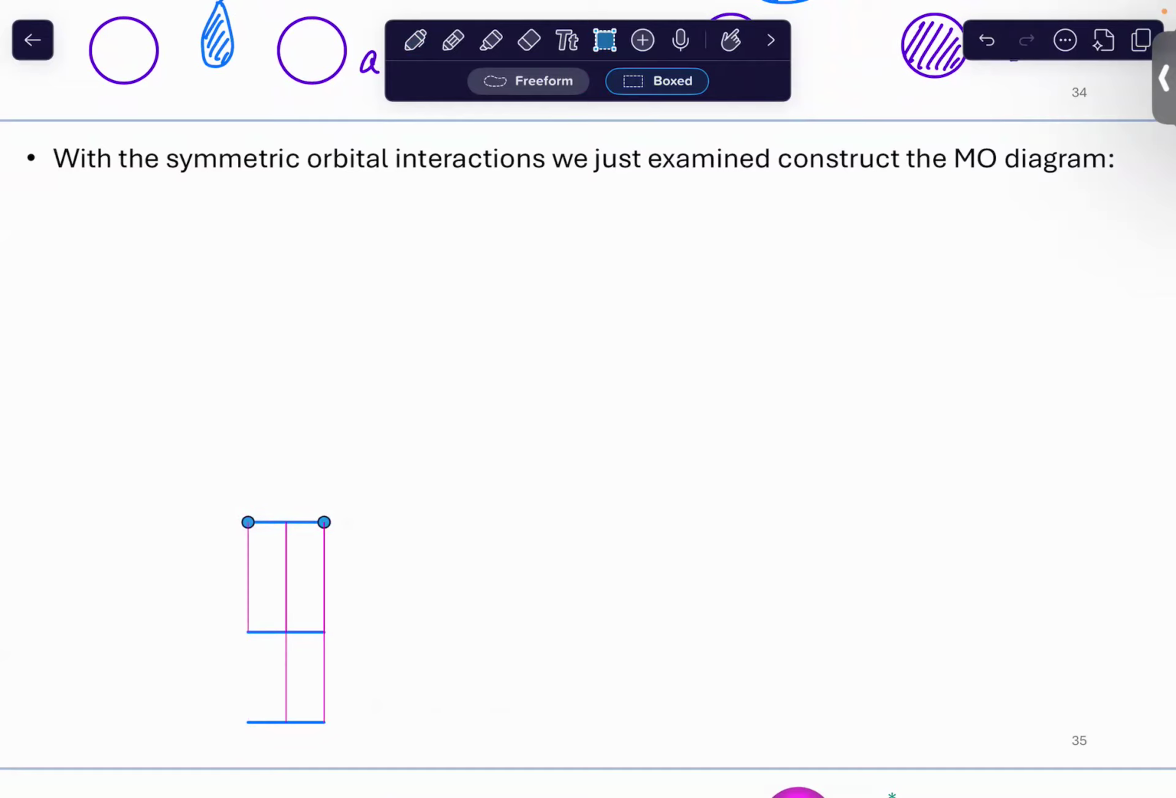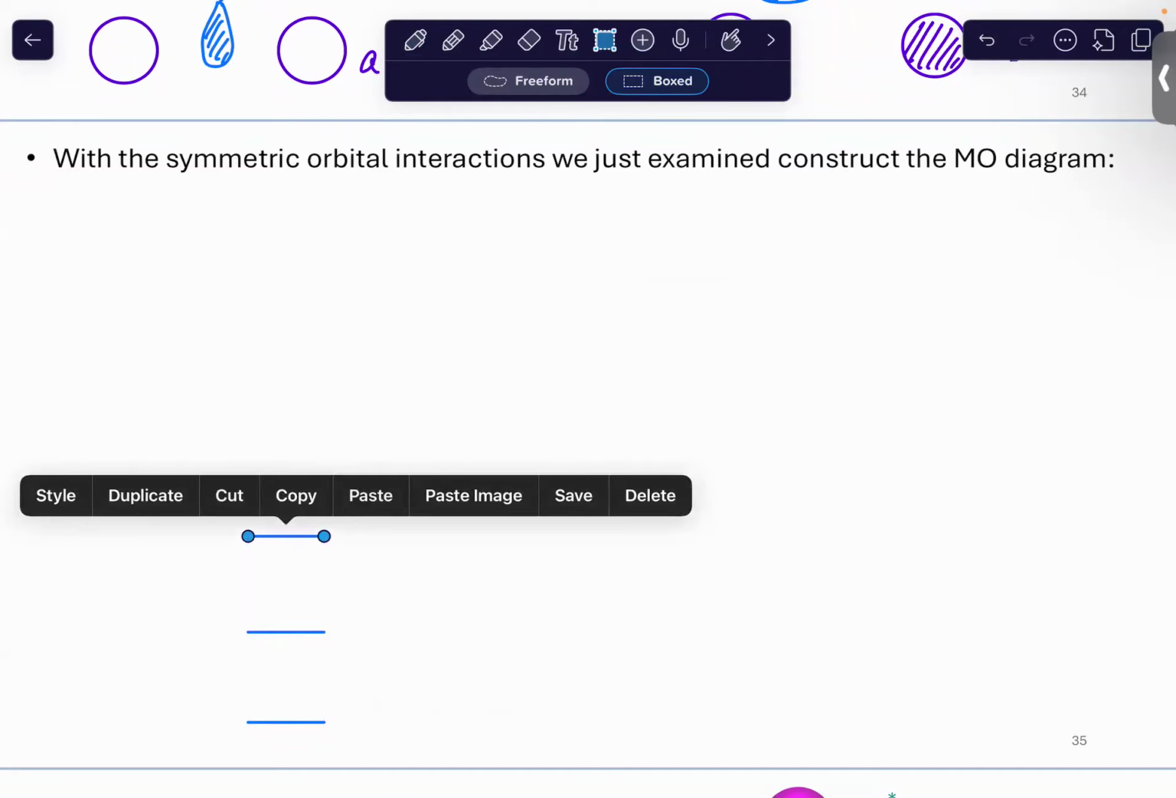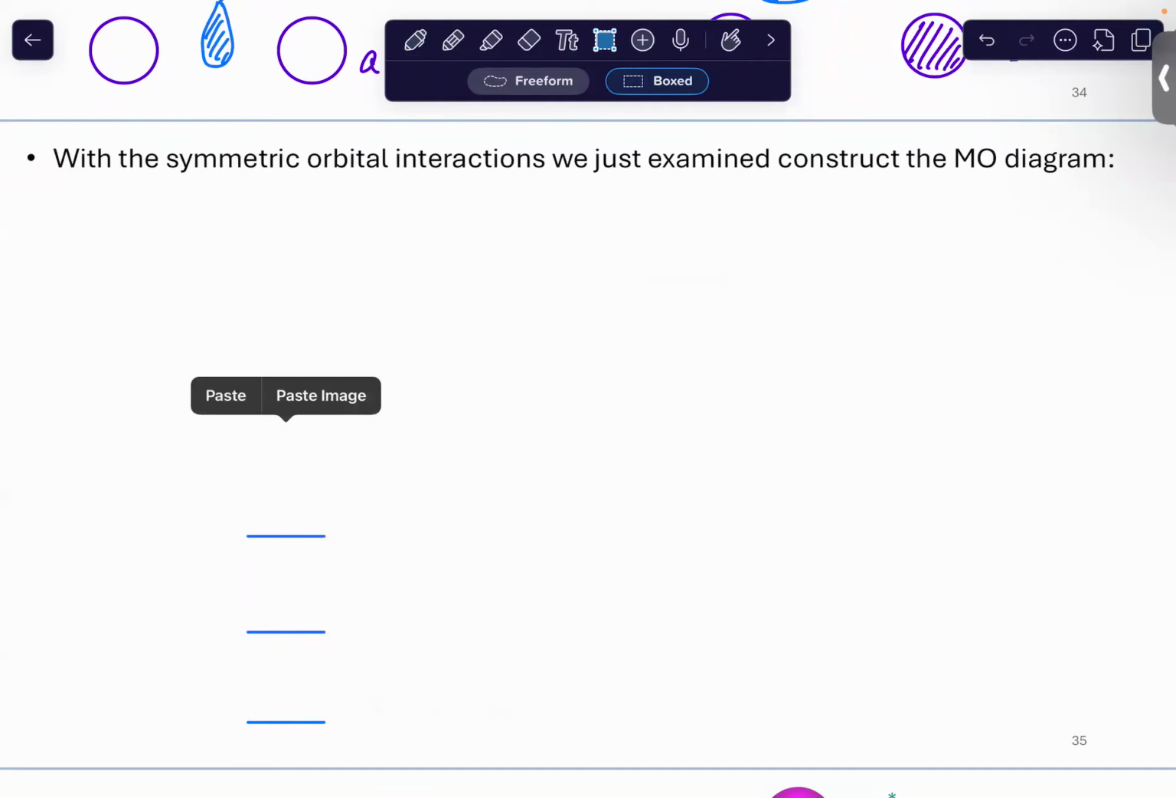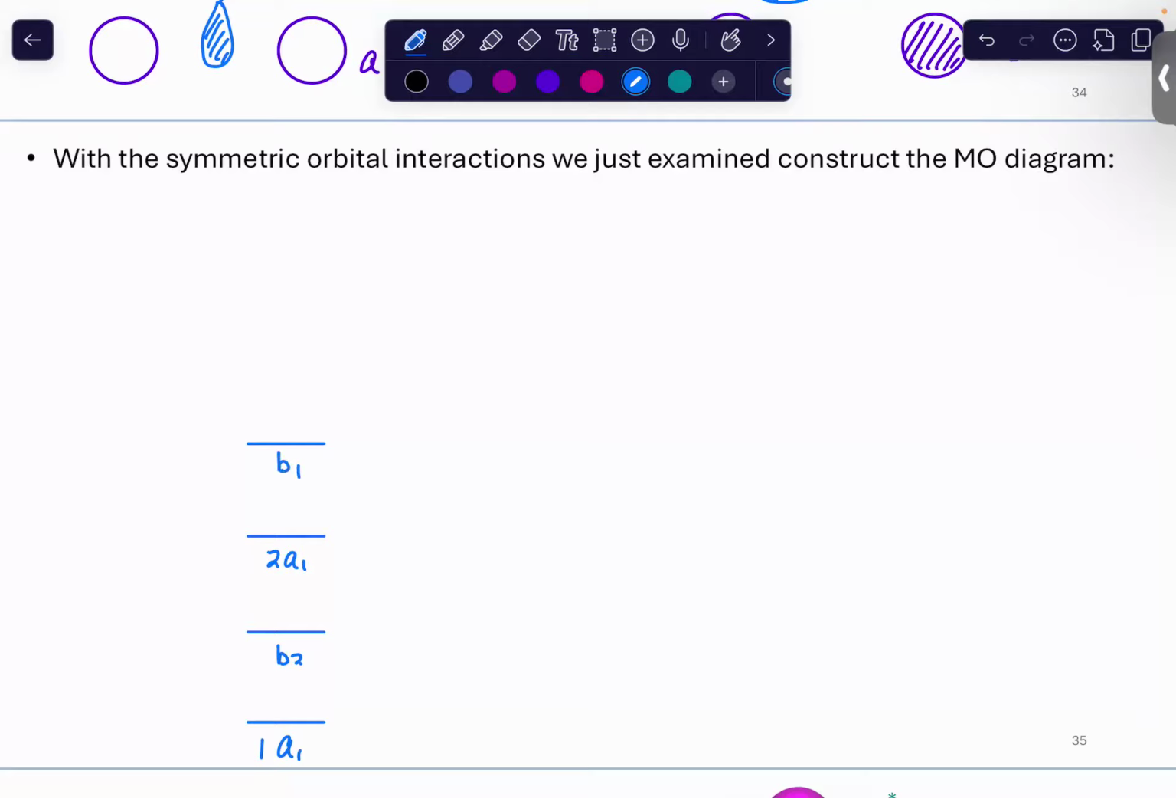And I'm going to grab that one. I'm going to go ahead and grab this fourth one, because we remember what it is. Okay, so this is our lowest A1. And then we have the B2, and we have our next, so that's our 1A1, that's our 2A1. And now this one, that's our B1.